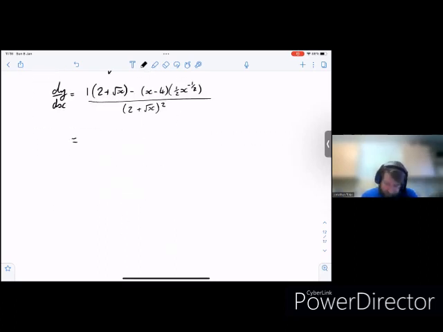So let's expand the top. We get 2 plus root x. And now we've got to multiply this right hand bracket out. So we've got x to the minus a half there times x. So we get minus a half root x. X times x to the minus a half is root x. Plus 4 times a half times x to the minus a half.